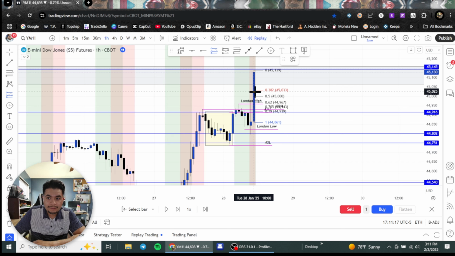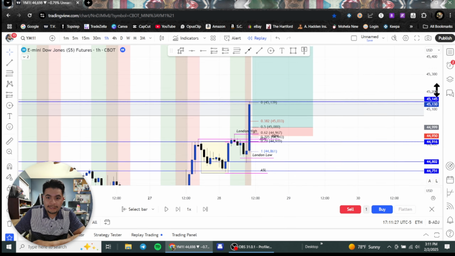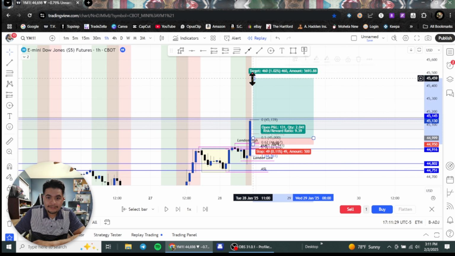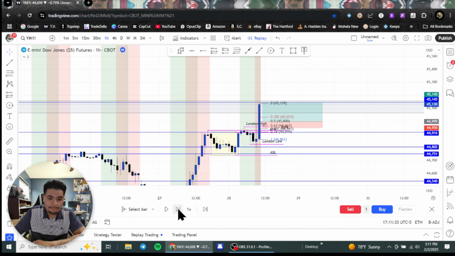45,000 around this level, 50%, 45,000, 50-point stop. Might not be enough, but 50 points to come back to this high that was created. That's a 1 to 3 essentially. So let's see if that plays out.